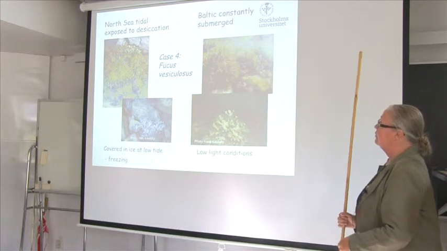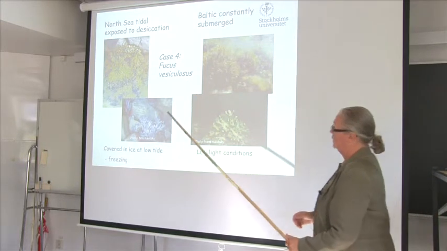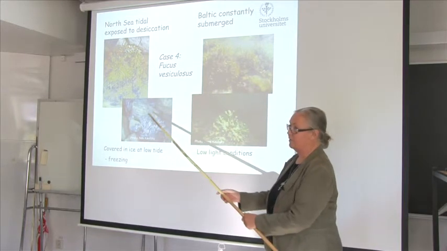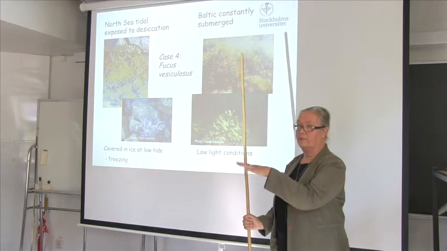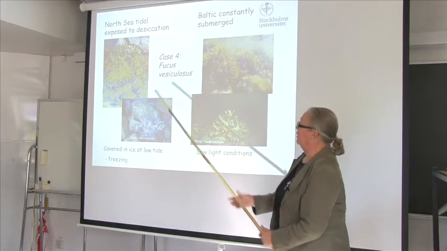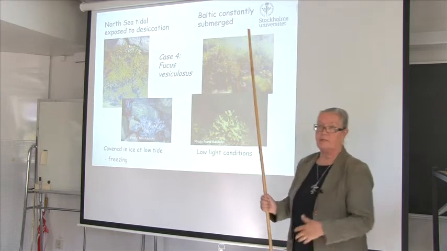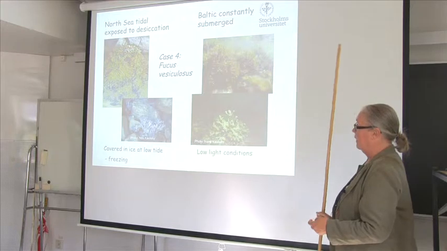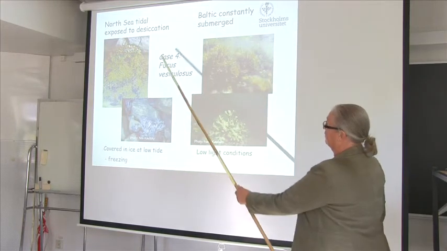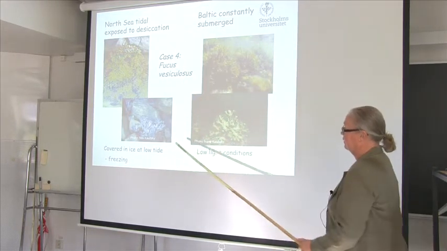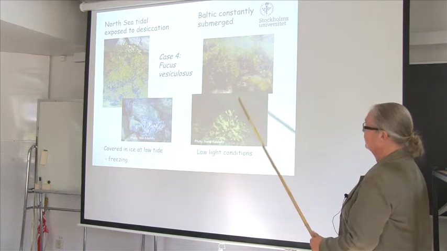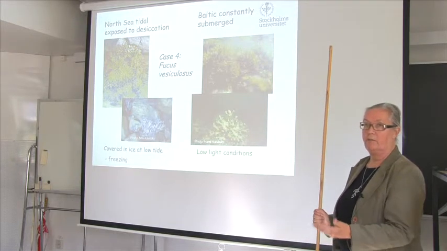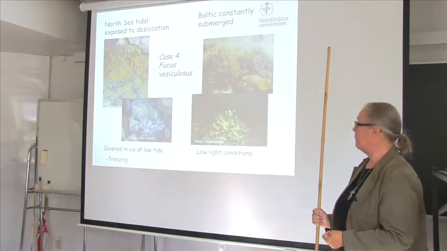So in the North Sea, the Fucus species are growing. They could be covered by ice like this. When there is low tide, you get ice crystals on top of them. Or they can be out of the water for half a day or more during low tide. So these are really exposed to both desiccation and freezing. And if you go to the Baltic Sea, they live constantly below the surface, except for very low water periods in the springtime.